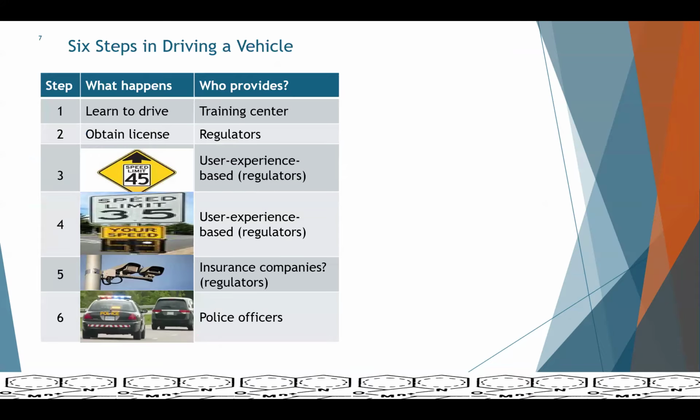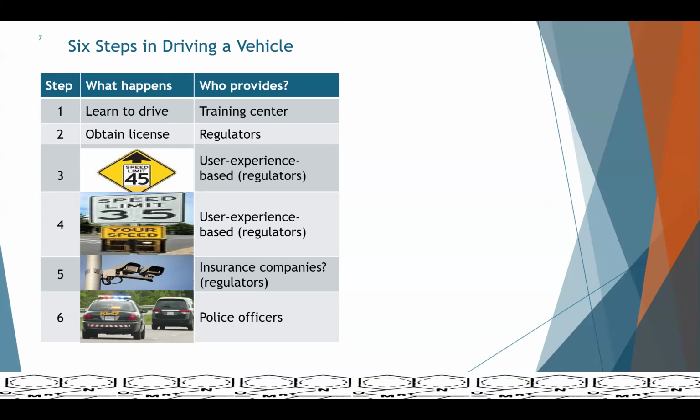So let us switch gears, so to say. Let us stop for a minute on corrosion inhibitor evaluation. Let's talk about driving a vehicle. In my opinion, there are 6 steps in driving a vehicle. Step 1, obviously, you have to learn to drive, and we have training centers. Step 2, you have to apply for the license by undergoing the road test that is provided by regulators.